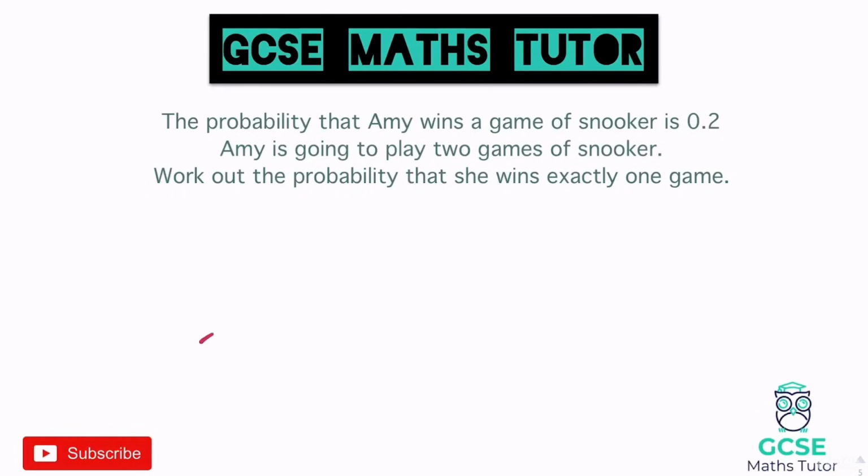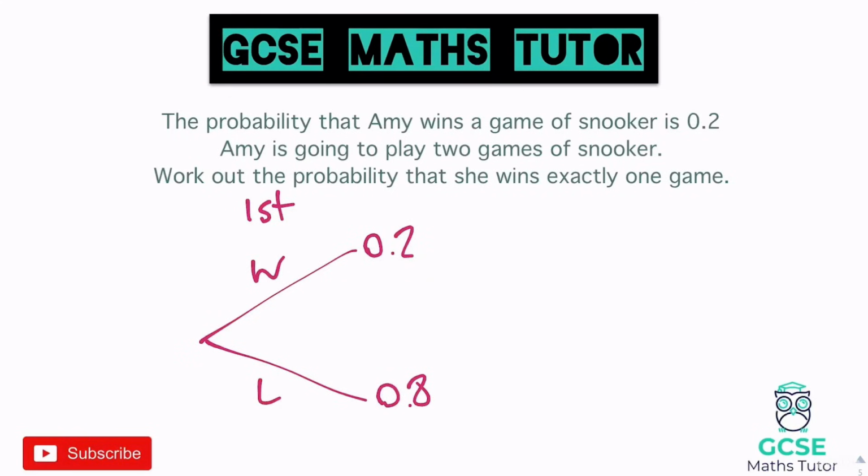So if we create a probability tree for this, we've got on that first game, which I'll label this branch as the first, she either wins or she loses. And the probability she wins is 0.2 and the probability that she loses is 0.8. Now she's going to play a second game, so I'm going to have a second branch. Again, this is after she's won, and we've got a second branch here in case she loses. But again, she wins or she loses, and she wins or she loses.